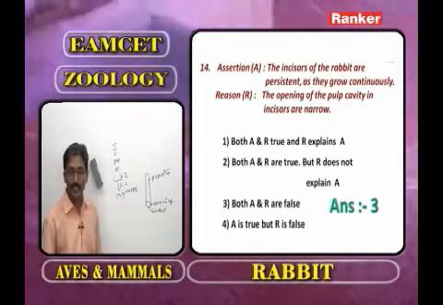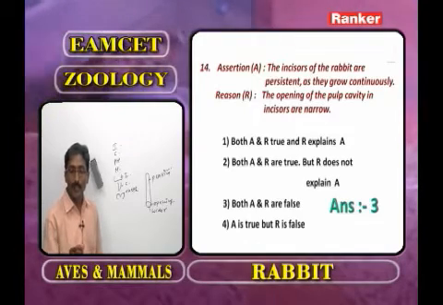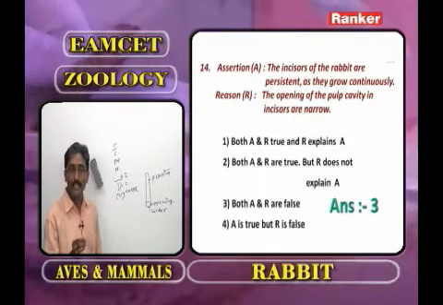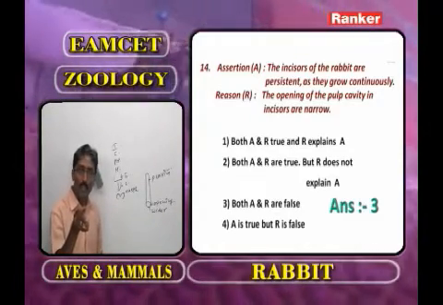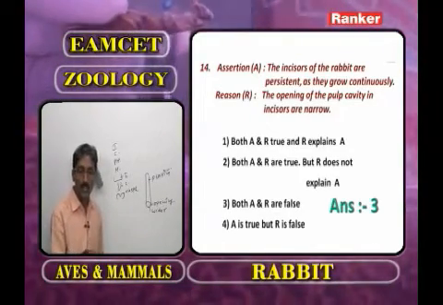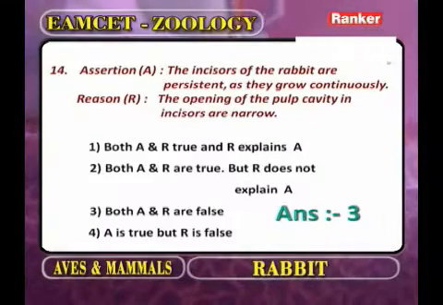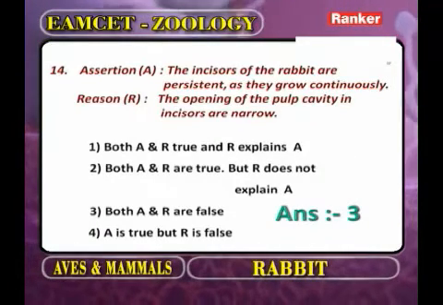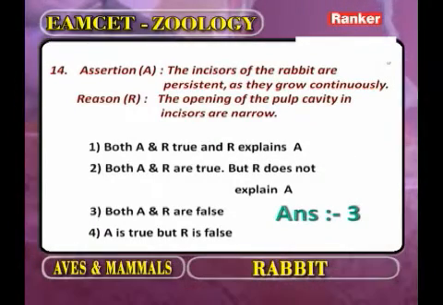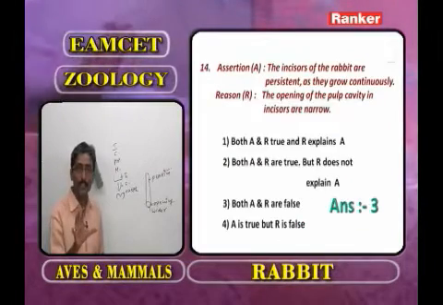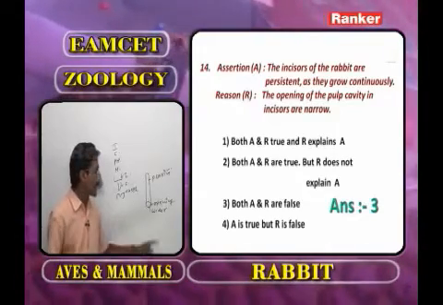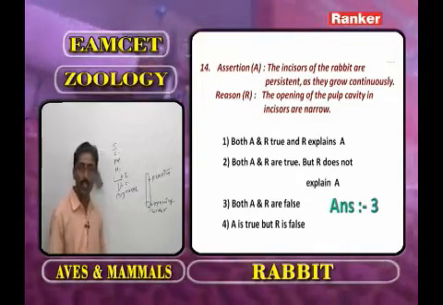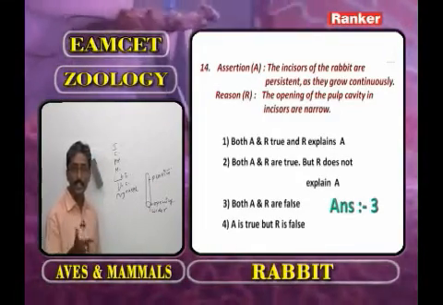What about the reason? The opening of the pulp cavity in the incisors is narrow. But what I said is that the opening of the pulp cavity is wider. So, A is correct, R is false. Here, what is the correct answer? If the pulp cavity opening were wider, both would be correct and R would explain A. But here in the reason the pulp cavity opening is narrow. So, A is correct, R is false.